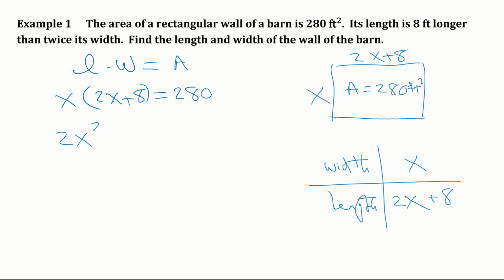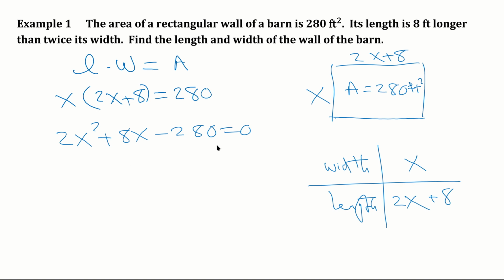So we have 2x squared plus 8x, and I'm going to go ahead and move the 280 over, so it becomes minus 280 equals 0. Remember, change sides, change signs. Now I notice that I have a common factor of 2 in these three terms.